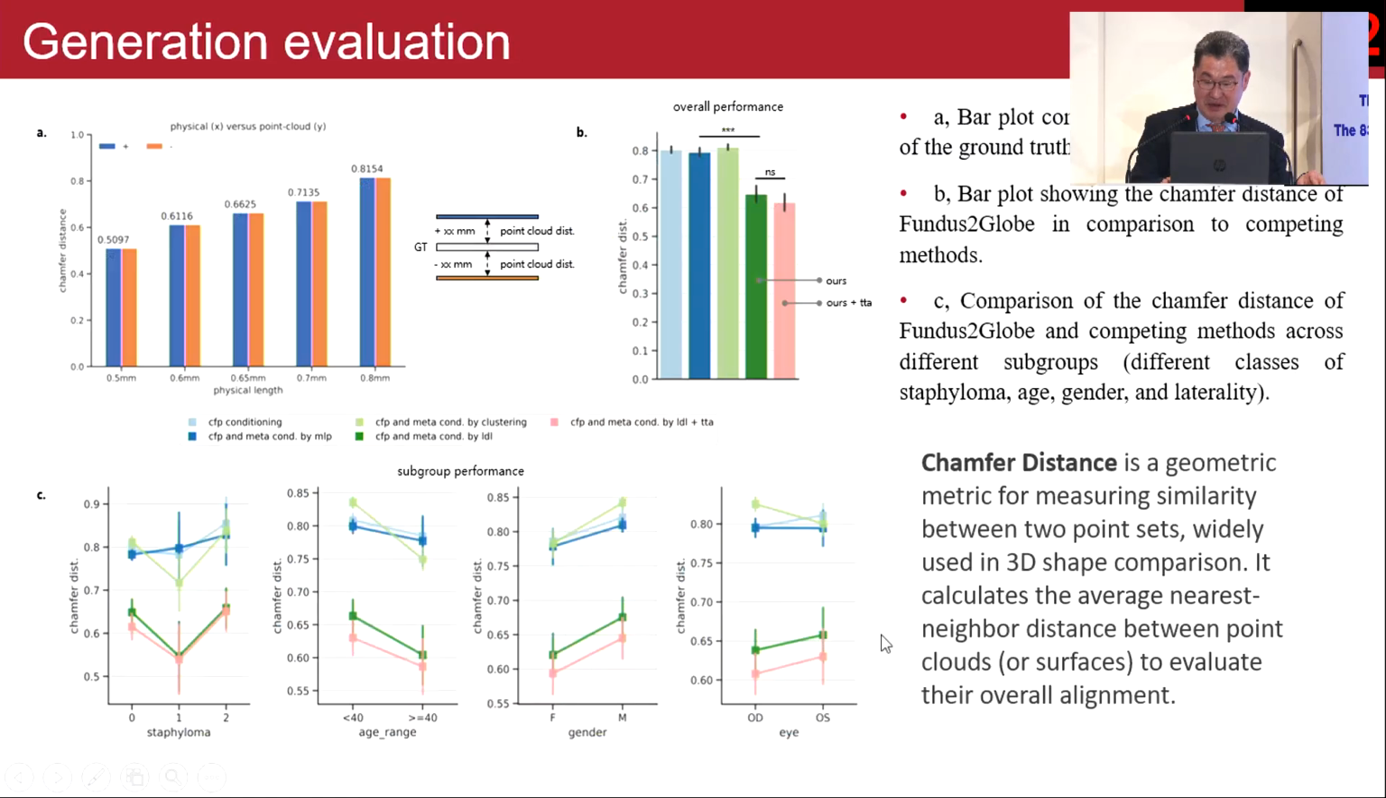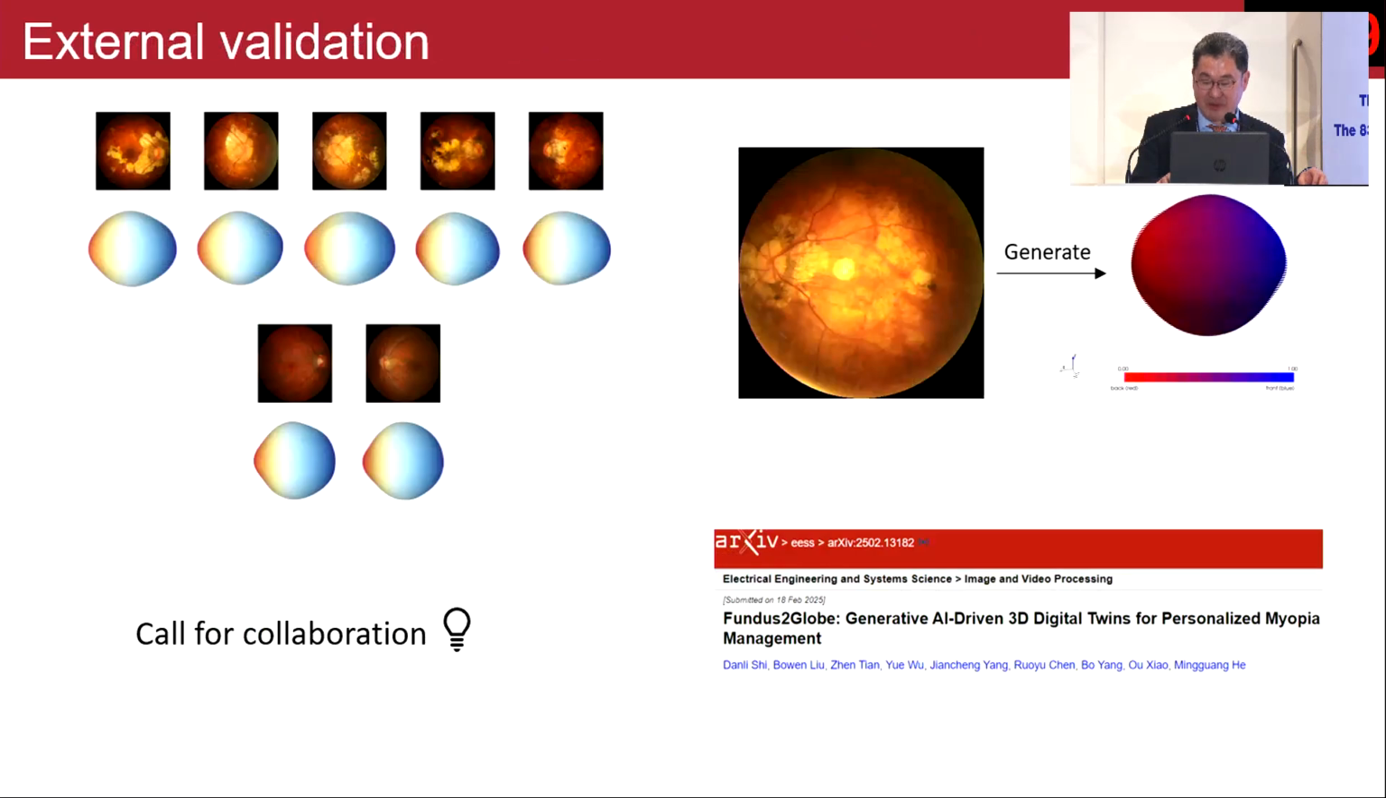But then we also compare the, this is called chamfer distance. Chamfer distance is a parameter that indicates how close two 3D point sets are. So the generative one and the real one. With the chamfer distance, we demonstrate quantitatively that the generative 3D image and the real 3D image are very similar.